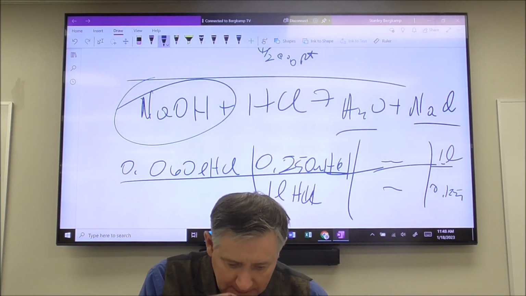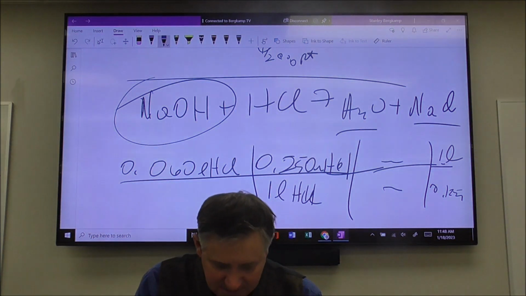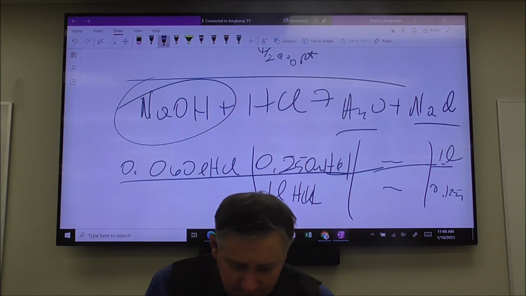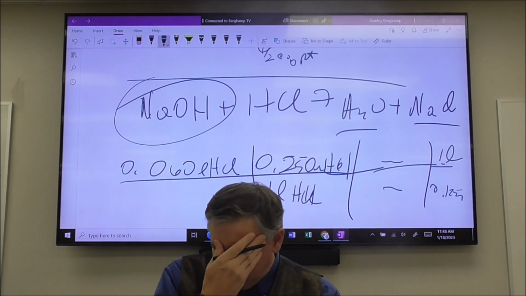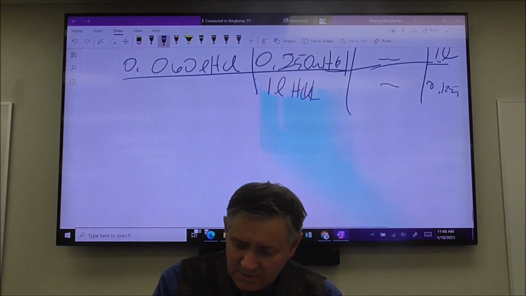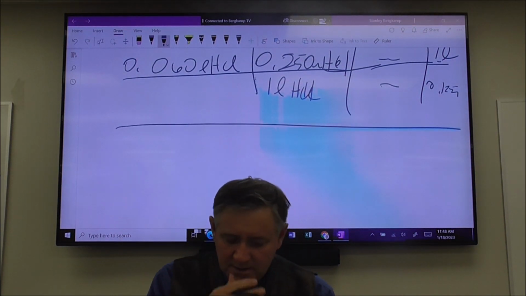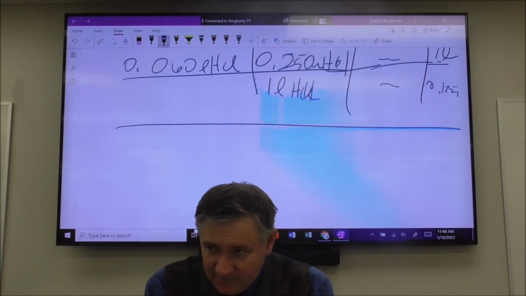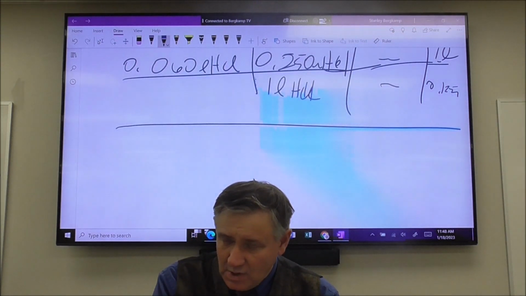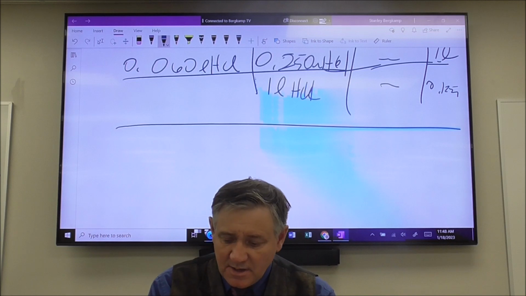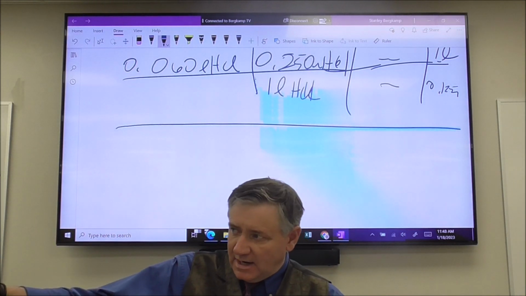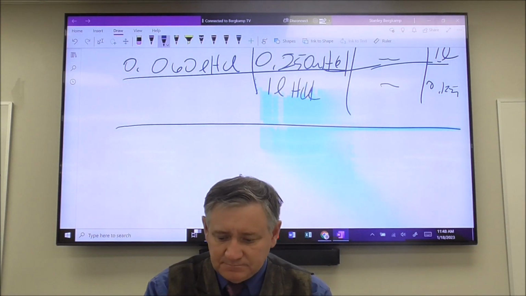Now, here's what you want to look at when you get to number 3. Let me show you the 2 different ways you can work number 3. Again, I cannot emphasize this enough. You have to know what's happening in the reaction. So I'm just going to write the net ionic for this because it's going to save us some time.